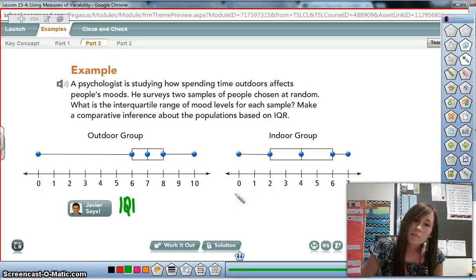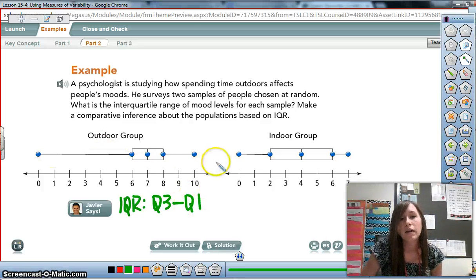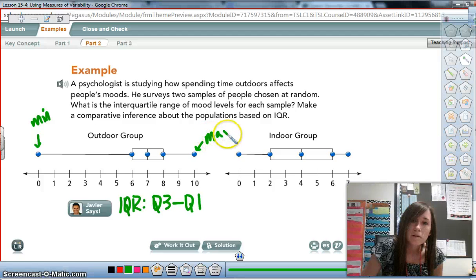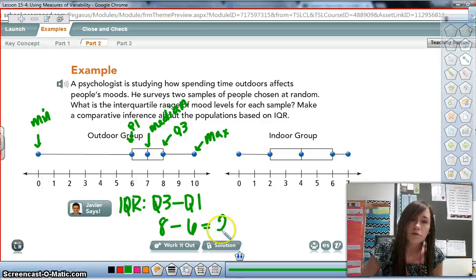So the IQR, remember, is the 3rd quartile minus the 1st quartile. Well, if you remember how to read a box plot, this here is our minimum. This is our maximum. The middle part of the box is our median. The left of the box is our 1st quartile, and the right of the box is our 3rd quartile. So our 3rd quartile is 8, minus our 1st quartile is 6. So our interquartile range is 2 for the outdoor group.